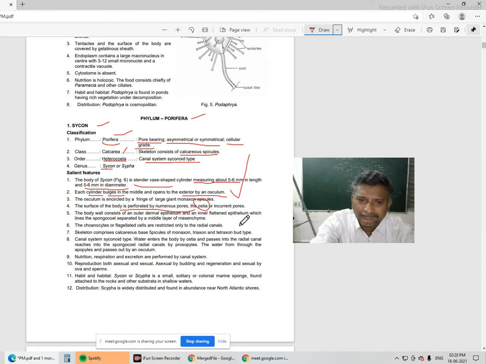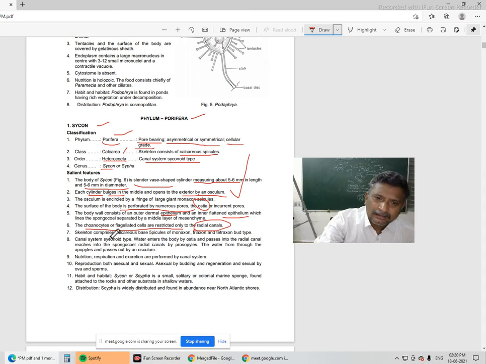Now the body wall consists of an outer dermal epithelium and an inner flattened epithelium. Here the pinacoderm is the outer one and the choanoderm is the inner one. Pinacoderm is made up of pinacocytes and choanoderm is made up of choanocytes or flagellated cells. The choanocytes or flagellated cells are restricted only to the radial canal. There are numerous canals in their body in the canal system: incurrent canal, apopyle, prosopyle, radial canal, excurrent canal. But the radial canals are lined with flagellated cells, choanocytes.